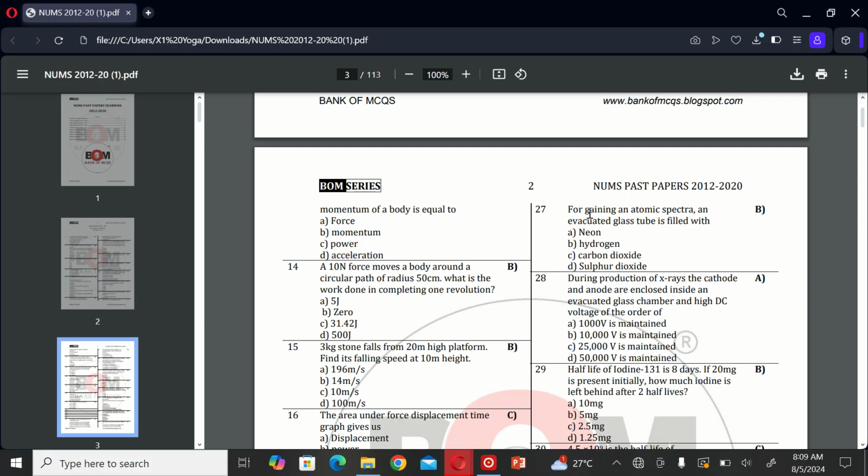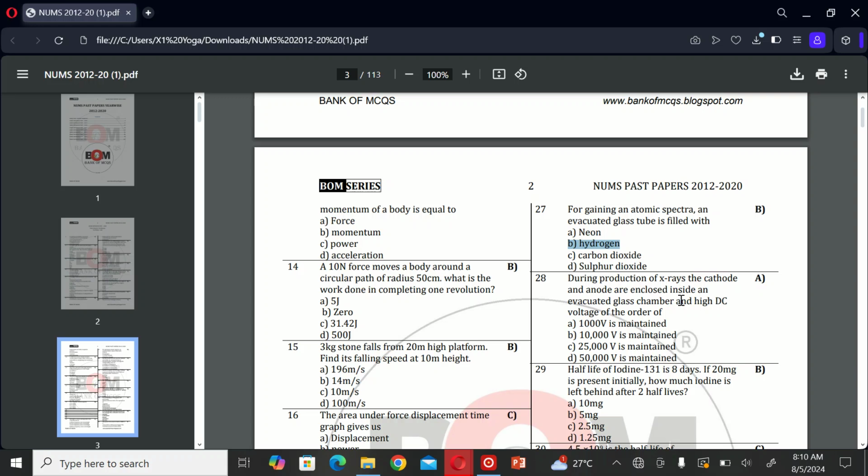The next MCQ is: for obtaining an atomic spectra, an evacuated glass tube is filled with A neon, B hydrogen, C carbon dioxide, and D sulfur dioxide. So the correct option is B, hydrogen.